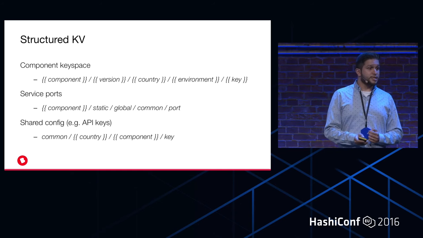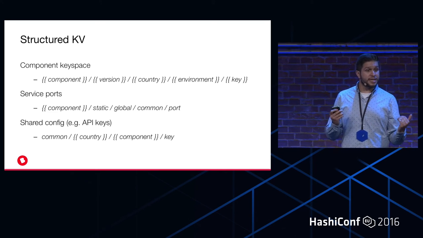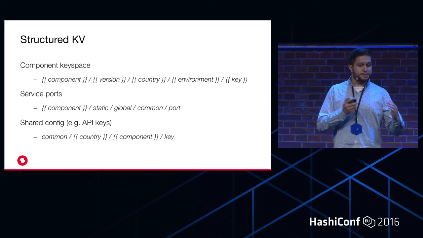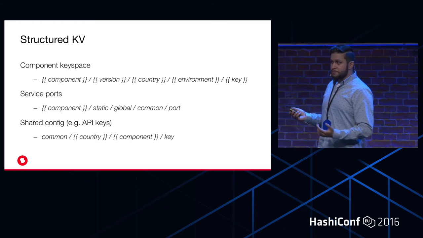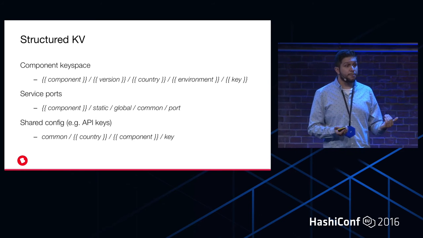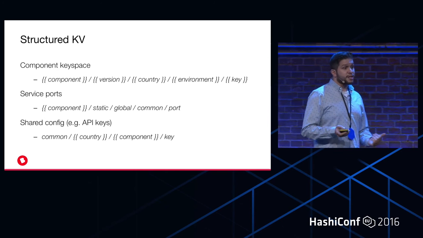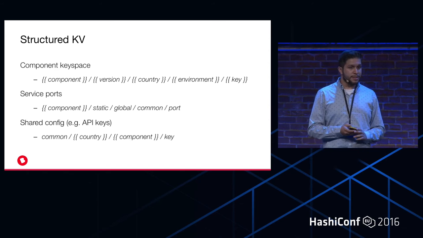So our standardized key spaces look something like this. We have a top-level components key space, which then has version, country, environment, and then the actual key underneath it. And for stuff that's a bit more static, we have a global common key space, so things like ports. And then for shared config, like API keys, they are stuck in the common namespace as well.